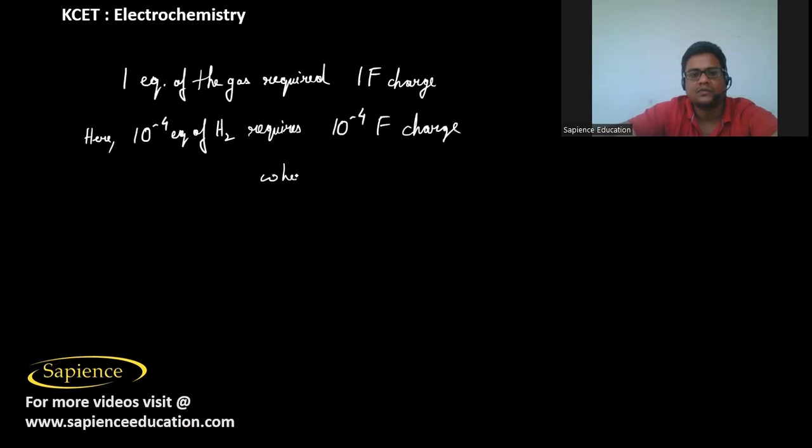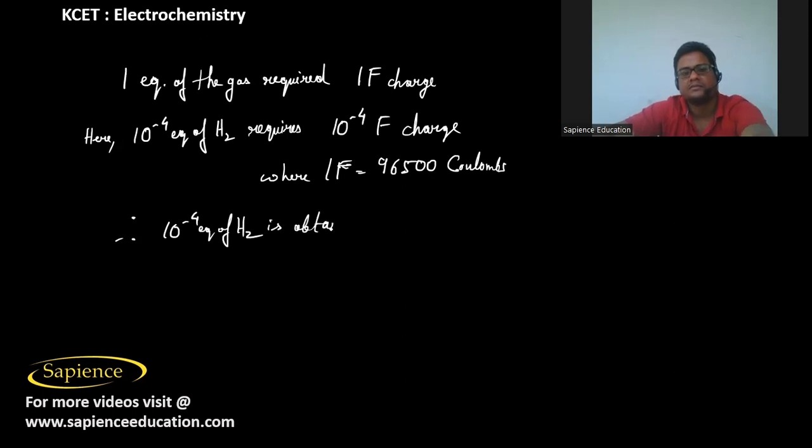where 1 Faraday equals 96500 coulombs. So 1 Faraday charge equals 96,500 coulombs. So now, therefore, 10 power minus 4 equivalents of hydrogen gas is to be obtained per second.